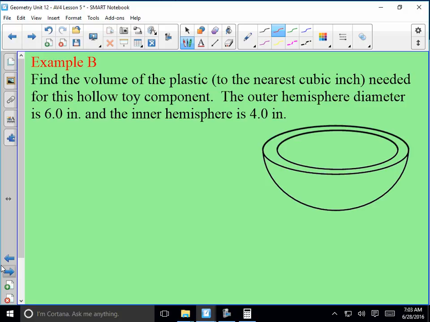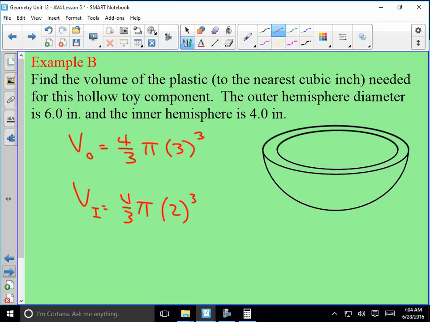Okay, now, always be careful. We're given diameters here. Okay, so we have the volume of the outer sphere, 4/3 pi 3 cubed. And we've got the volume of the inner sphere, 4/3 pi 2 cubed. And this is something that we just want to plug into the calculator here, since they say to the nearest cubic inch. So we're going to round both of these values.